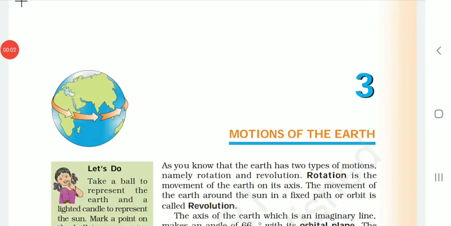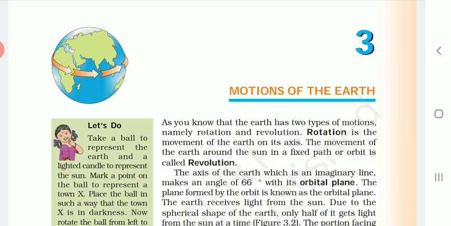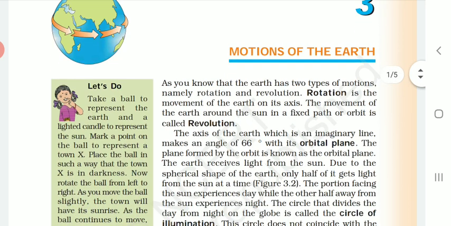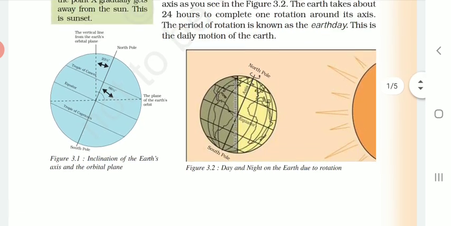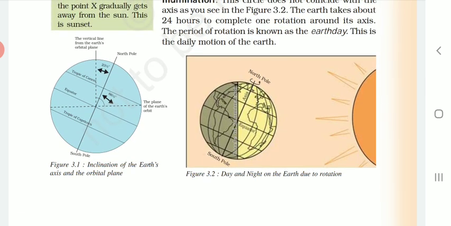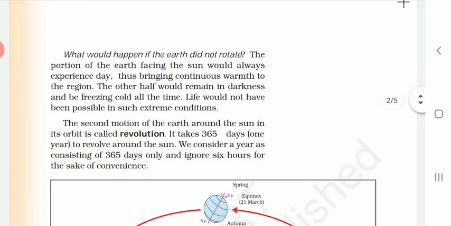Good morning, students. So, we were discussing chapter number 3 of Geography, Motions of the Earth. In this chapter, till now, we have discussed rotation and revolution, the two movements of the Earth, as well as we have understood the meaning of orbital plane and circle of illumination. We have tried to understand these diagrams, and we have also understood what would happen if the earth did not rotate.